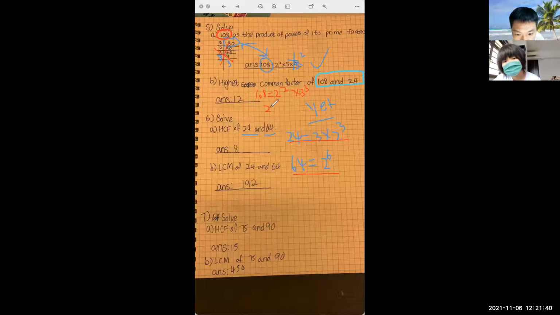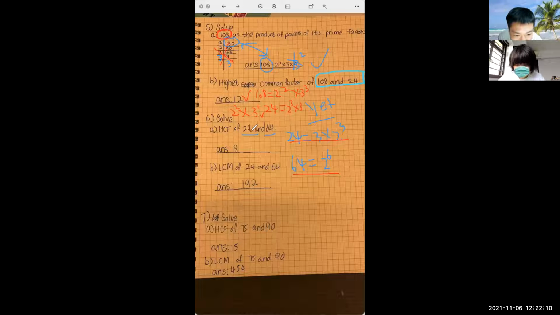Okay, and then 24 is 2 to the power 3 times 3. So for the highest common factor, you take shared and lowest. Both 2 and 3 are shared. The lowest power for 2 is 2. The lowest power for 3 is 1. So the answer is 12, correct.